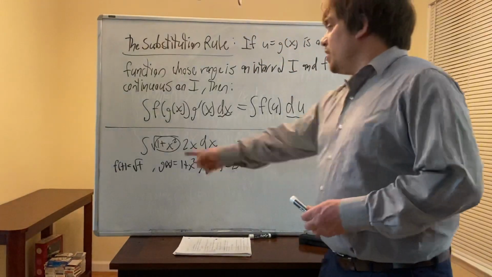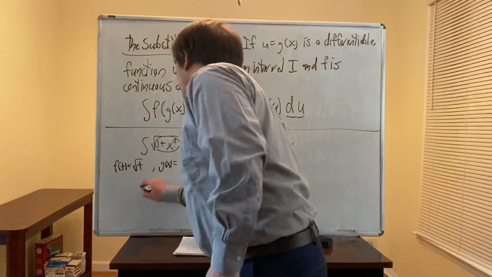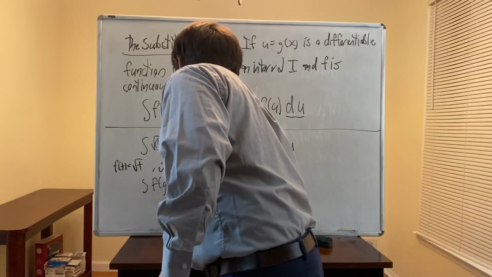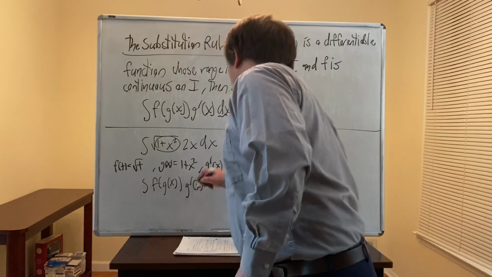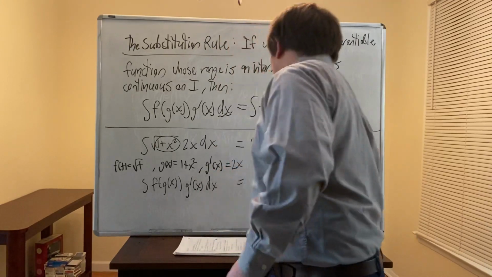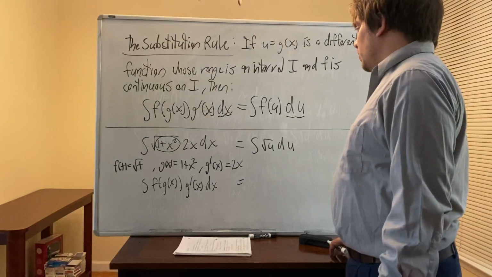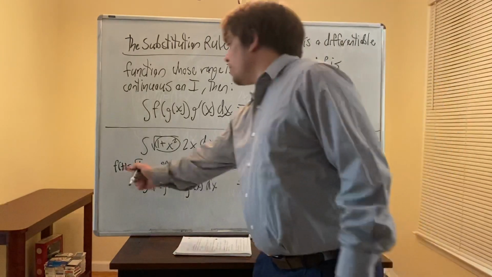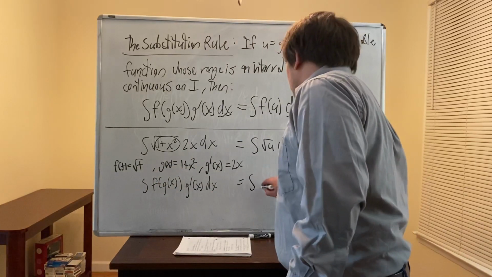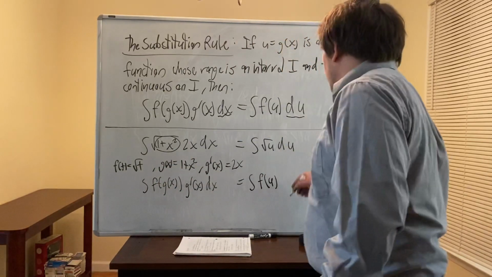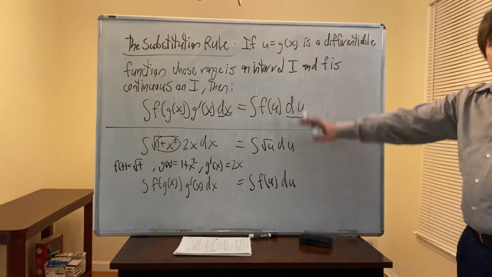So here, this is f of g of x, 2x is g prime of x, and with a dx at the end, and that's equal to the integral of f of u. So here f of u is the square root of u, and with a du at the end. See? So this matches up exactly with what the substitution rule says.